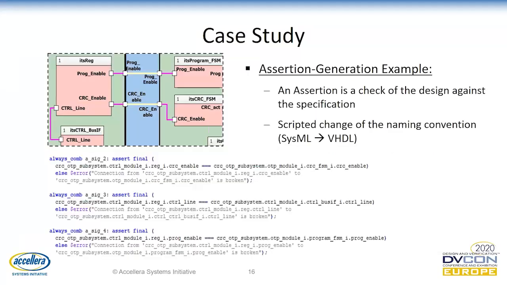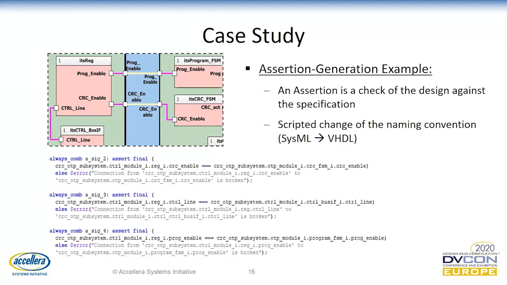So here on the left side, you see part of our picture I've shown before, and we want to show more detail about the connection CRC enable from the rec submodule to the CRC FSM submodule. As you can see, for each of these connections, we get one assertion. The assertions only check if the port of this module is connected with the port of the other module. And if it is not, then please throw an error.